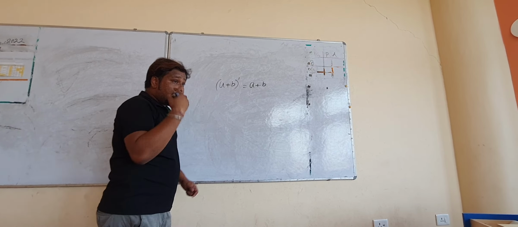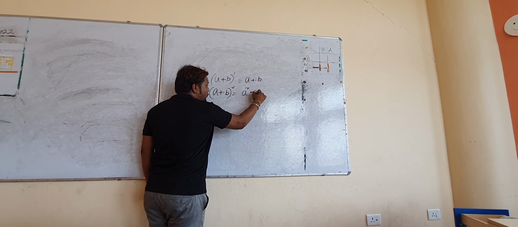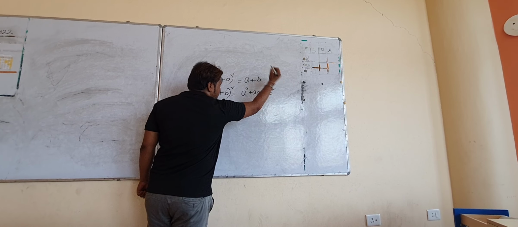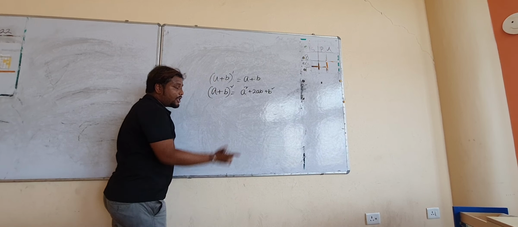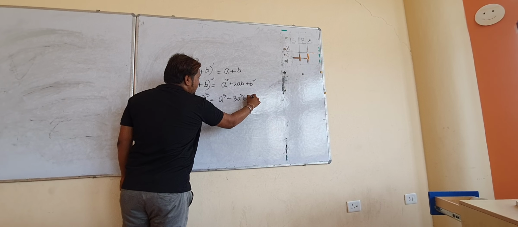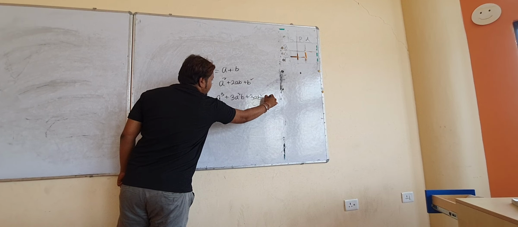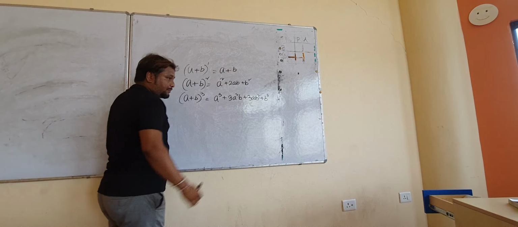If I want to ask you children, what do you mean by A plus B whole square? We can say A square plus 2AB plus B square, right? Then if I want to ask you what do you mean by A plus B whole cube, we can say A cube plus 3A square B plus 3AB square plus B cube, right? Up to this we know.